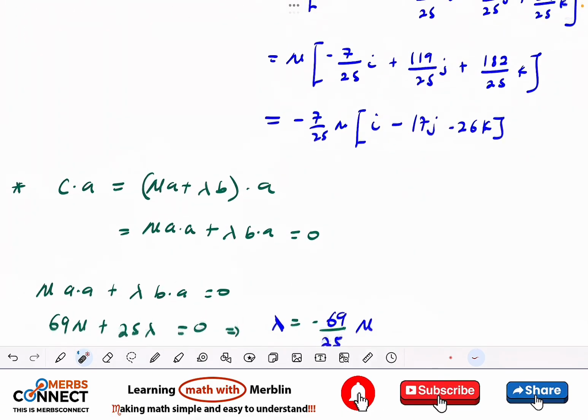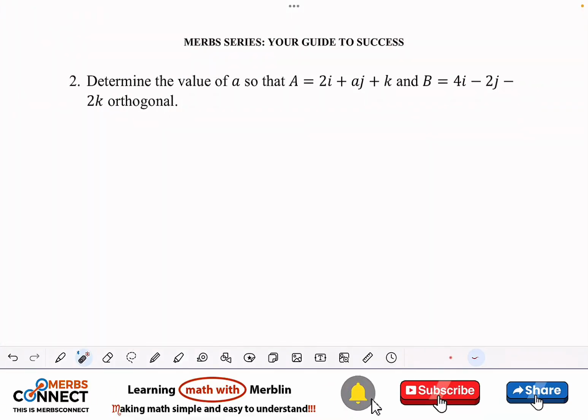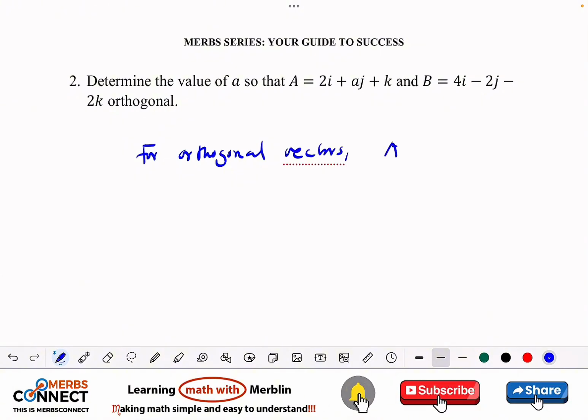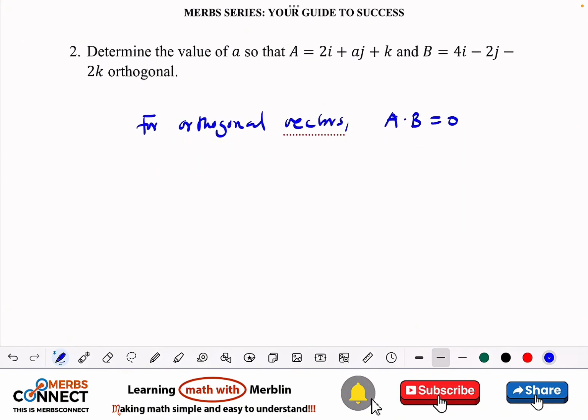Let's take another example. Then I'll give you some to try. Now you remember this word, orthogonal. It means that they are perpendicular to each other, right? So we know that since this is orthogonal, for orthogonal vectors, when I multiply A to B, A dot B, I should have 0. So that is orthogonal vector.